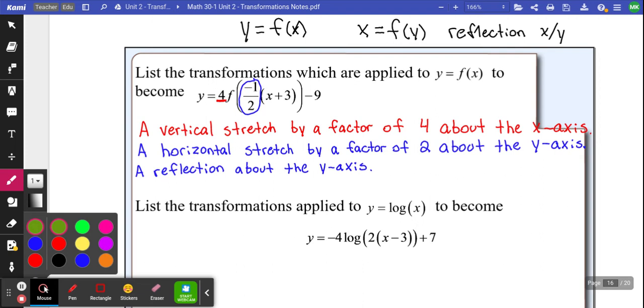It's a reflection. So is the reflection just the negative then, or is it the -1? Because if it's going to flip, it's just the negative. It's just the negative.